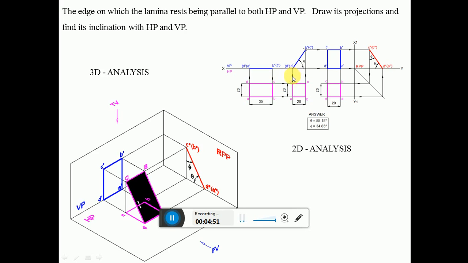But that edge is perpendicular to VP now in the second position. So it has to make parallel, which means you have to rotate this square by 90 degrees. Once you rotate this square by 90 degrees, what happens? A will come here, D will come here. B will go there and C will come here. So A, B, C, D.